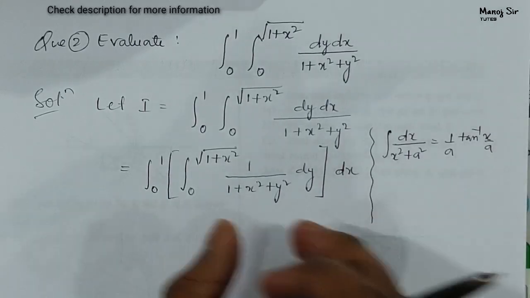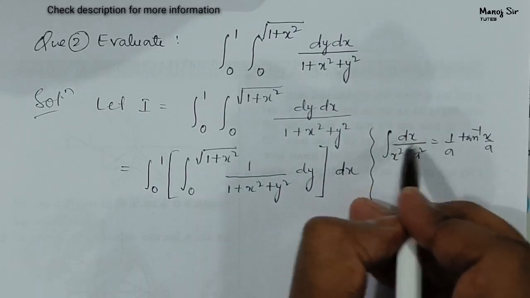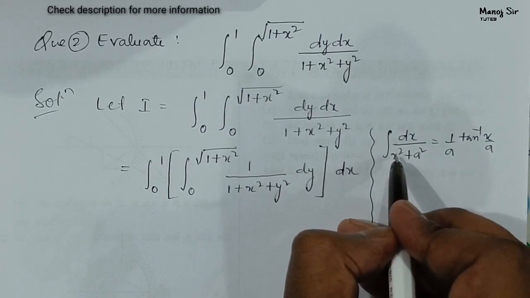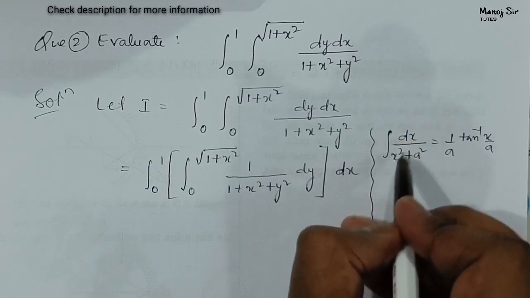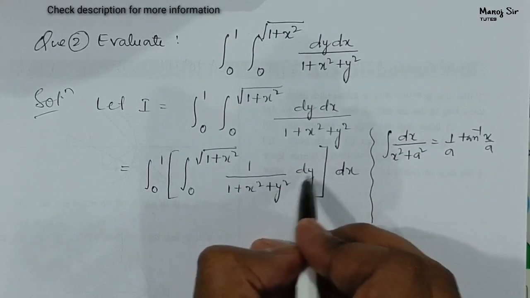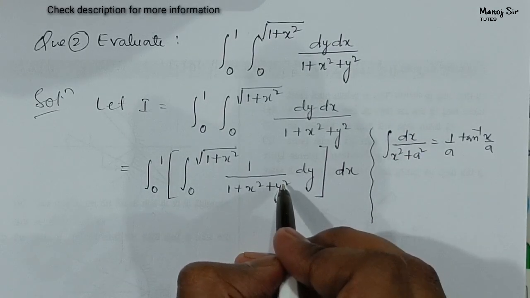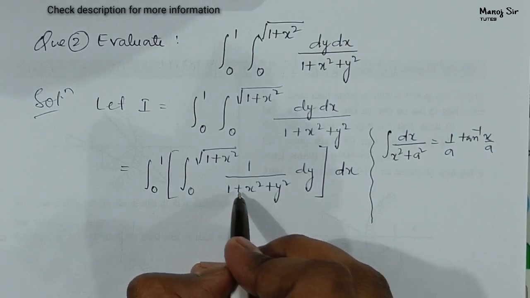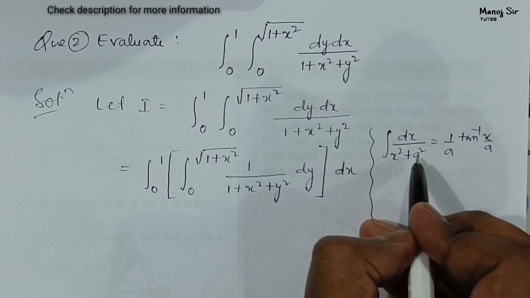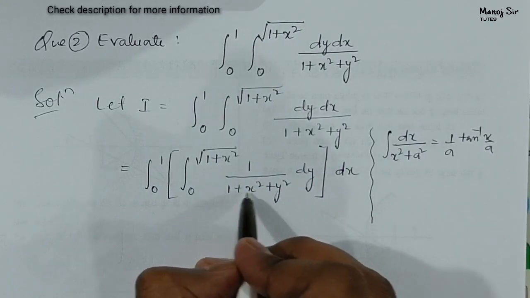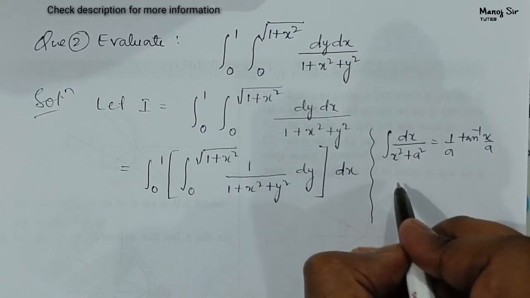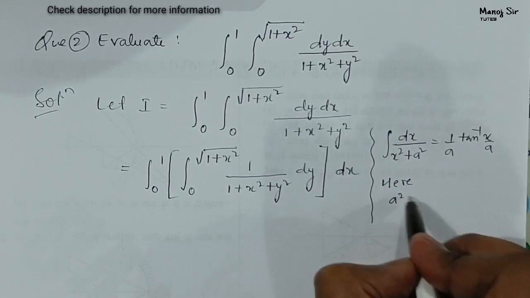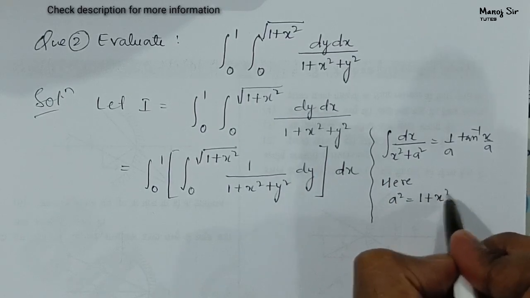If you compare this with this, you will see here we have dx, but in this we have dy. So as per dx, x square is okay; as per dy, y square is okay. That means this 1 plus x square is a square. This whole part, 1 plus x square, is a square. So we can write here a square equals 1 plus x square.